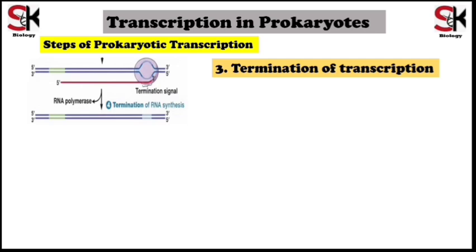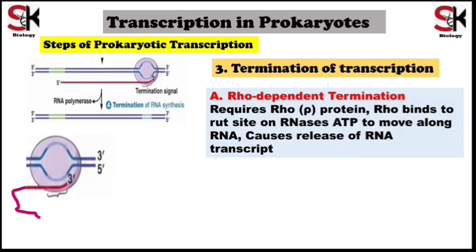Now, the third step of transcription is termination, so that the transcription will come to an end. There are 2 types of termination in prokaryotes. The first one is Rho-dependent termination, in which Rho protein binds to the transcription machinery at the rut site and separates the newly synthesized RNA along with the DNA template and RNA polymerase.